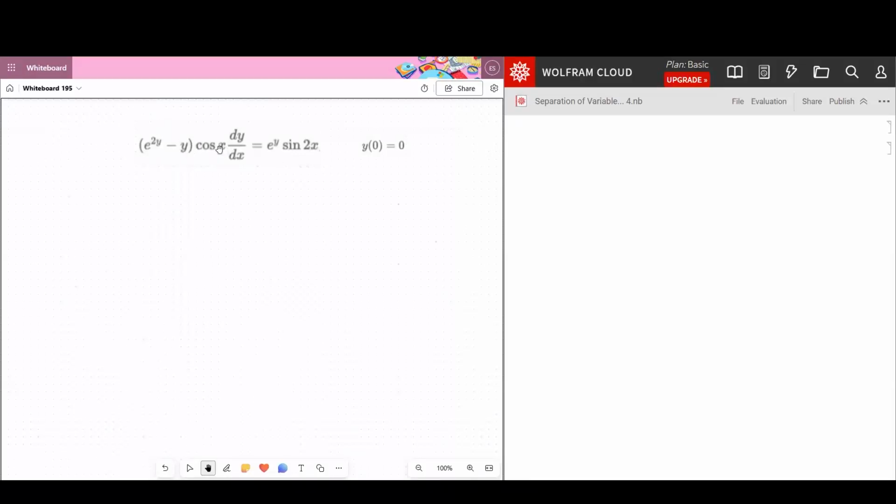an expression in y and this expression in x, and we want to separate, putting all the expressions involving y on one hand and on the left side, for example, and then all the expressions involving x on the right side. So we can start by dividing both sides by cosine of x, for example.